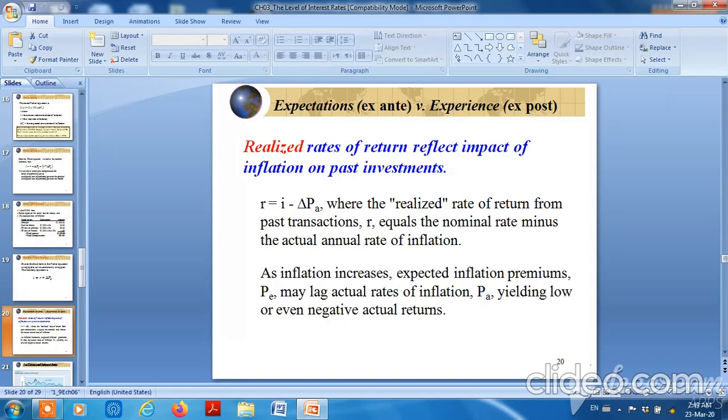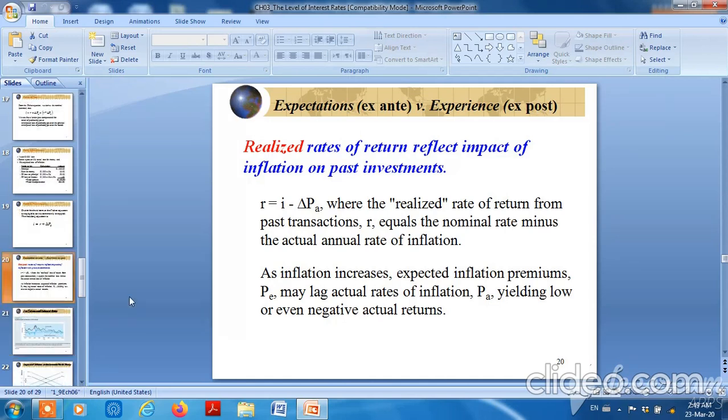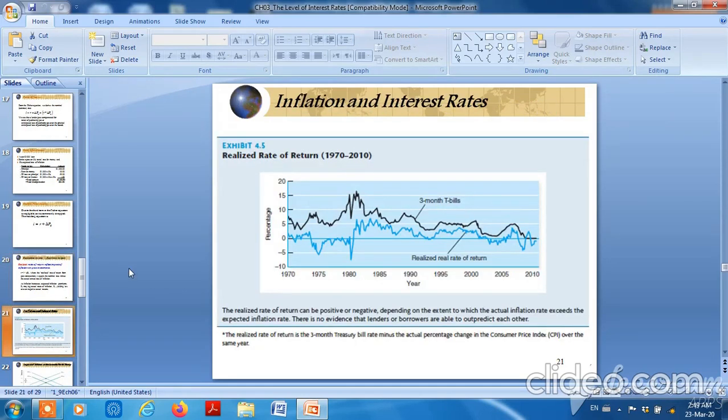وزي ما قلنا إن احنا as inflation increases, expected inflation premiums PE may lag actual rates of inflation PA, yielding low or even negative actual returns. ده ممكن يؤدي إن ال R تكون بالنيجاتيف تكون بالماينس. For example, as in exhibit 4.5, the realized rate of return during the period from 1970 to 2010. So inflation and interest rates during this period.